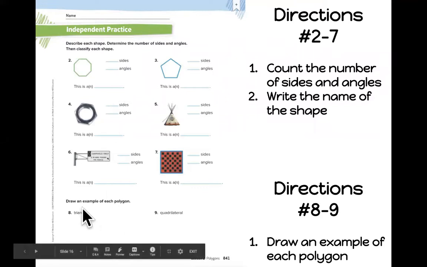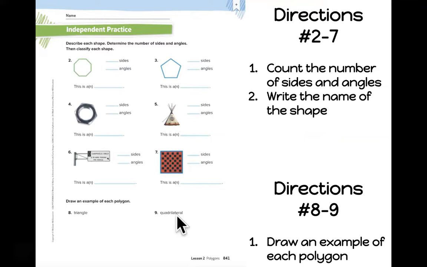And then for numbers 8 and 9, you need to draw an example of the polygon. Draw an example of a triangle or a quadrilateral. Now again, remember, it doesn't matter how the shape is drawn as long as it has the right number of sides and angles. And remember, the sides have to be straight.